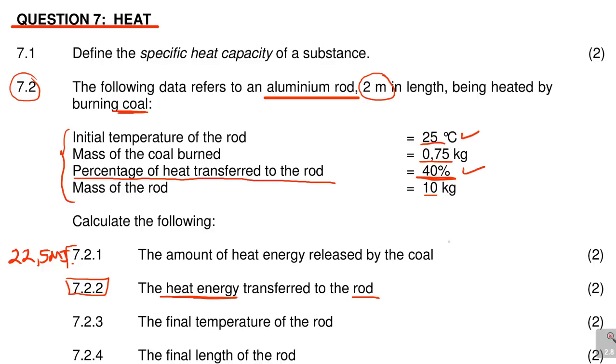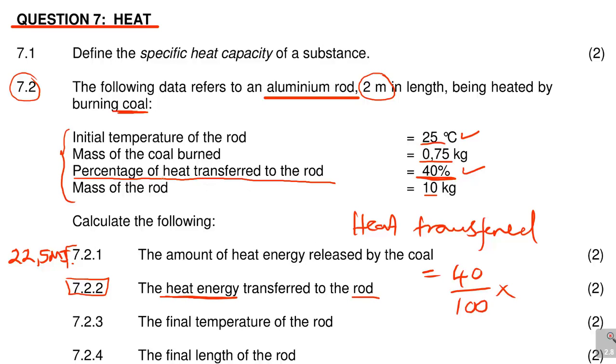They gave us in terms of percentage. Now we want to calculate it in terms of the actual heat. So let's write that in words: heat transferred. Heat transferred is equal to 40%, which is 40 over 100, times the heat which was burnt from the coal, which is 22.5. Remember, they're saying the percentage of heat transferred to the rod, which means when the coal is being burnt, only 40% goes into the rod.